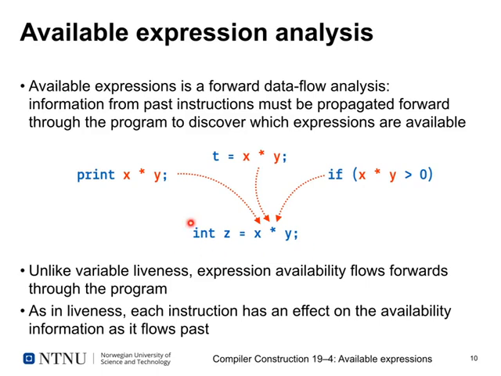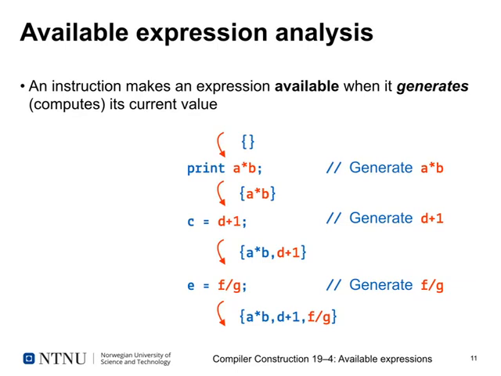And so if we have this final instruction here, int z equals x times y, we need to know if any of these, and if yes, which of these is actually available at that program point. So unlike variable liveness, expression availability flows forward throughout the program. Variable liveness went backward and looked in steps back. But similar to liveness, each instruction, of course, has an effect on the availability information as this data flow information flows past our instruction. So an instruction makes an expression available when it generates or computes its current value.